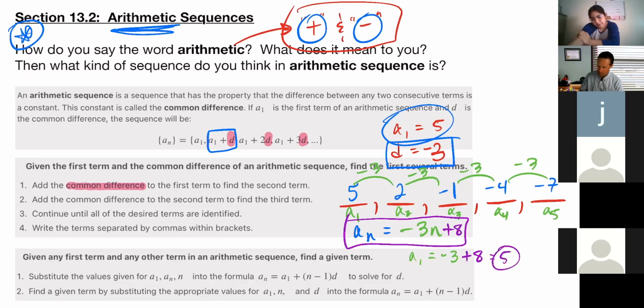It worked for the first one. Would it work for the second? Plug in a 2 right here. What's a -3 times 2? -6. Plus 8. 2. Hey.